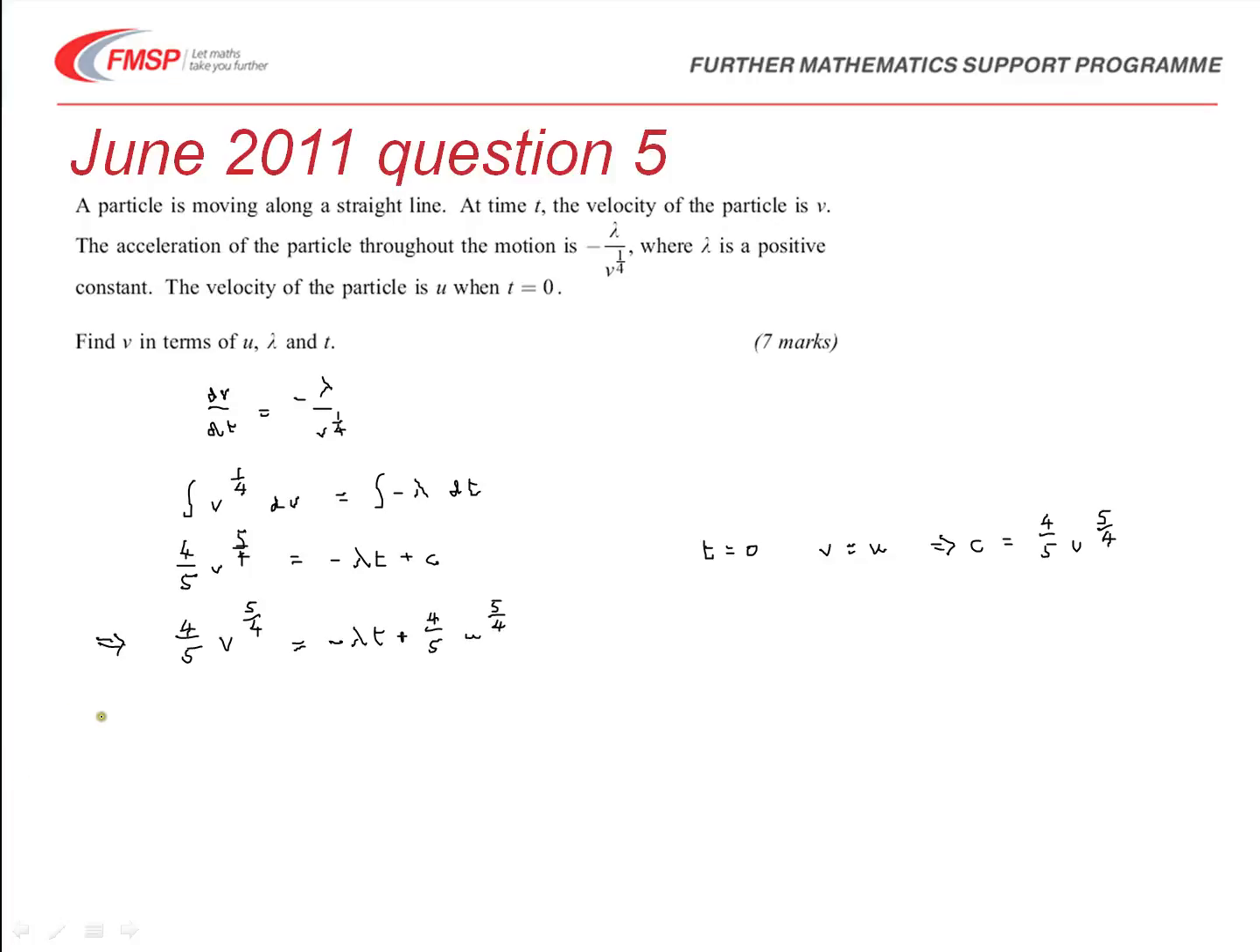And so if we now multiply through by 5 over 4, that will tell us that v to the 5 over 4 is equal to, and we can put the positive part first here, so we get u to the 5 over 4 minus 5 over 4 lambda times t.